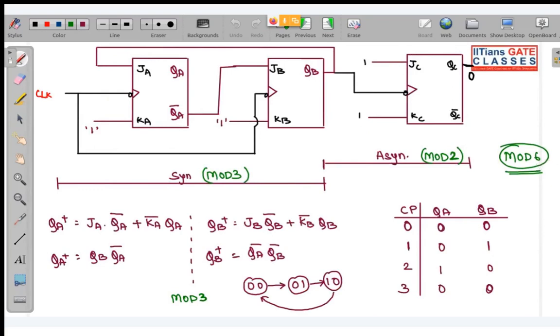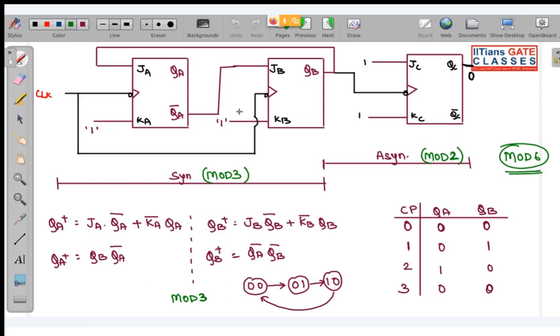Whenever you have a mixture of synchronous and asynchronous counters, you just count the mod number for the synchronous and for the asynchronous and multiply them. You will have the resultant mod of the mixed counter. Is this clear? Tell me yes or no.